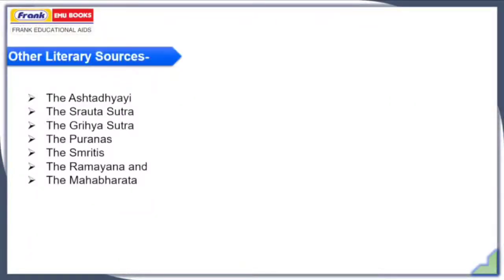Apart from the Vedas, we have other literary sources like the Brahmanas and the Aranyakas, which are also associated with the Vedas. Apart from that, we have the Ashtadhyayi of Panini, the Shrauta Sutra, the Grihya Sutra, the Puranas, the Smritis, and these two epics, which I think most of you have heard of, the Ramayana and the Mahabharata. These were the literary sources to get to know about the Vedic civilization.